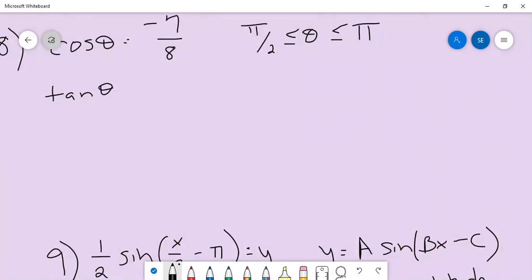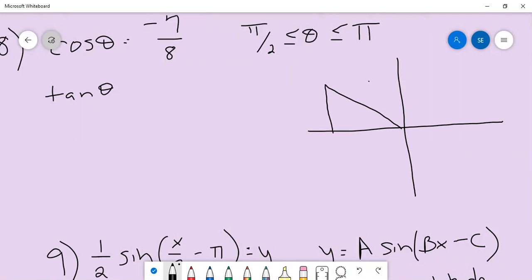So I like to use pictures. Some people like to use the Pythagorean identity to find sine of theta, and then you can divide. But so -7/8, so 8 is our hypotenuse, and this side is -7. So we need to find what this x is. So again, we're just going to use the Pythagorean theorem.